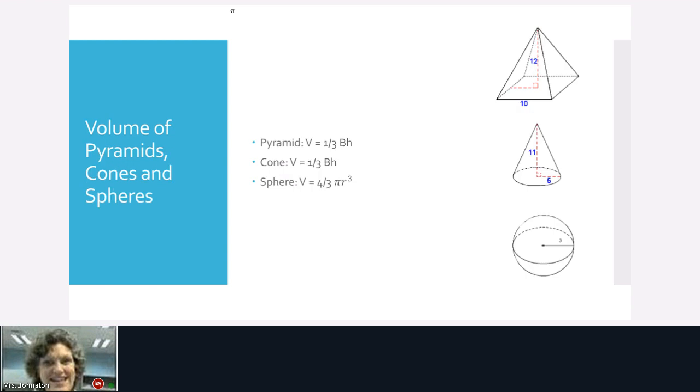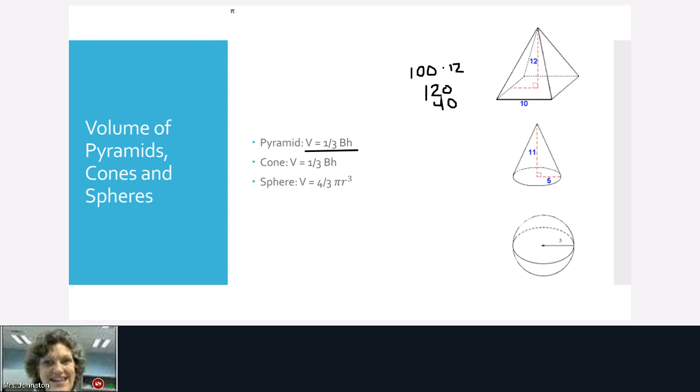Volume of pyramids, cones, and spheres follow these formulas. The volume of a pyramid is 1/3 of the area of the base, that's that capital B, times the height. So it's exactly the same as a prism, except it's only 1/3 the volume. So here we have our square base of 100 square units, and we have a height of 12. If I multiply those together, I get 1200, and if I take 1/3 of that, then the volume would be 400 cubic units.